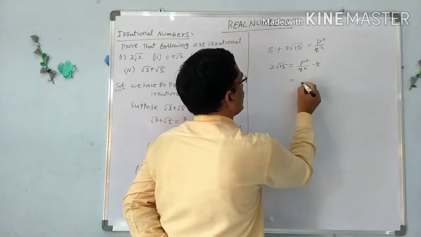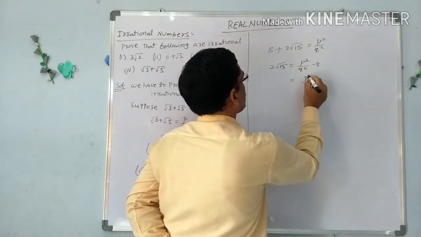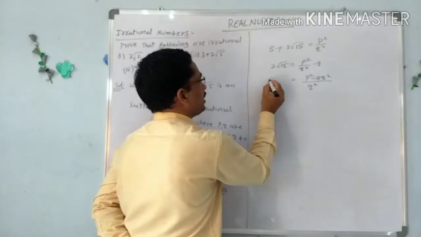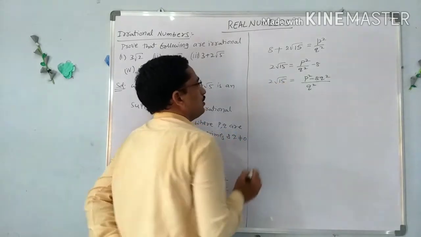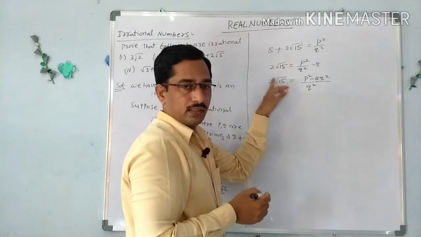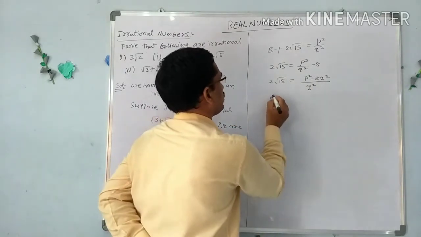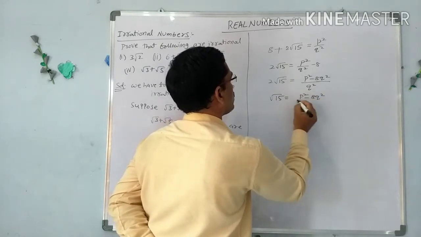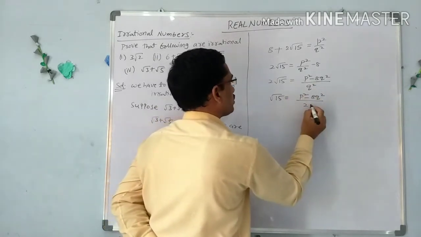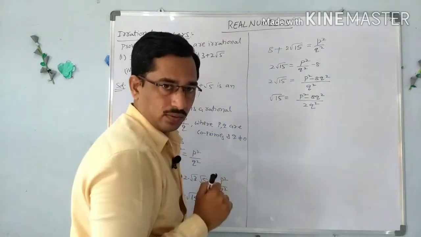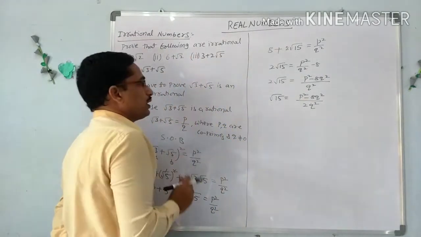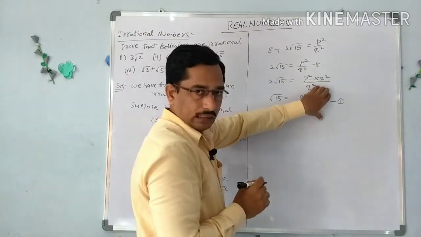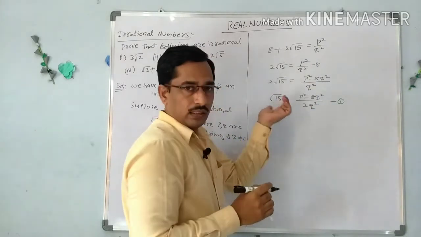So transpose 8 to the right side: 2 root 15 equals p square by q square minus 8. Now take the LCM. Here the LCM is q square: p square minus 8 q square by q square. Left side 2 root 15. Transpose 2 to the right side, it goes to the denominator. So root 15 equals p square minus 8q square by 2 into q square. Again, same as the previous models. So this is equation 1, and if you observe, the right side quantity is a rational number, so the left side quantity is also a rational number.